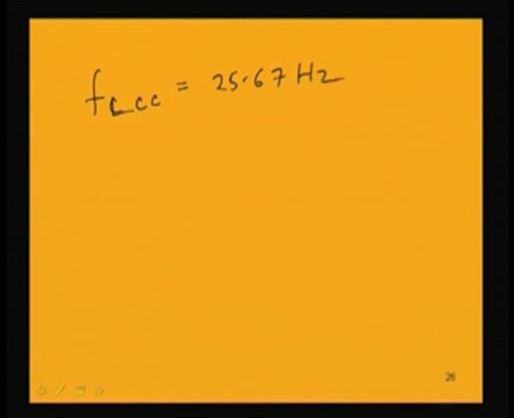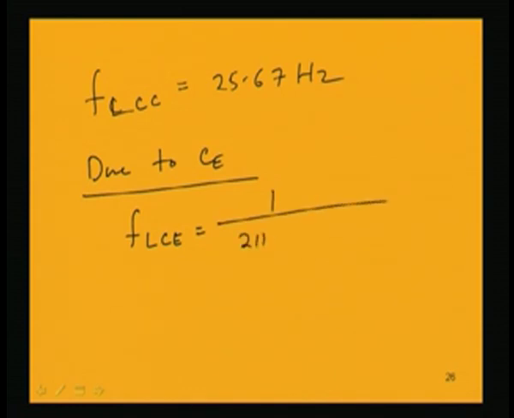Now, what will be the other lower cutoff frequency? That means due to CE. So, let us find out the lower cutoff frequency due to CE. Again, it is 1 by 2 pi times the effective resistance looked from CE, let us denote that by Reff CE, into CE. So, the CE value we will be replacing. Now, what is the effective resistance due to CE?